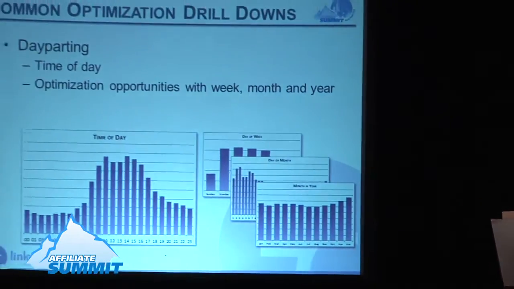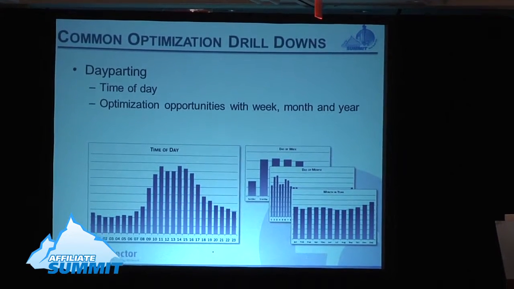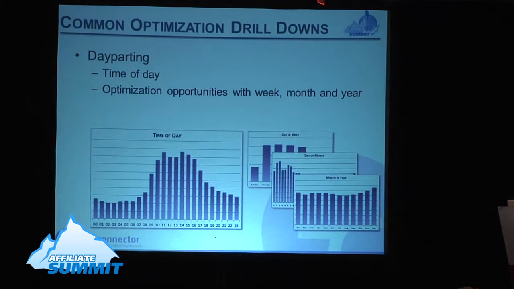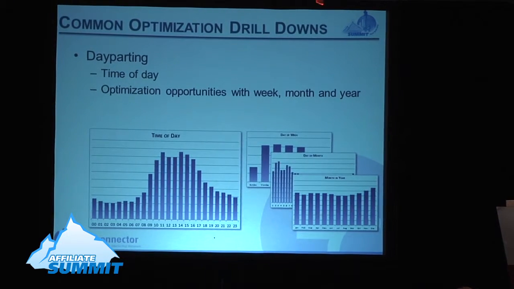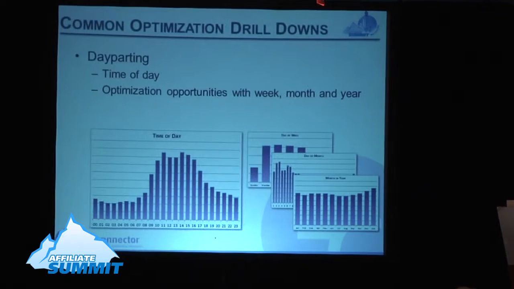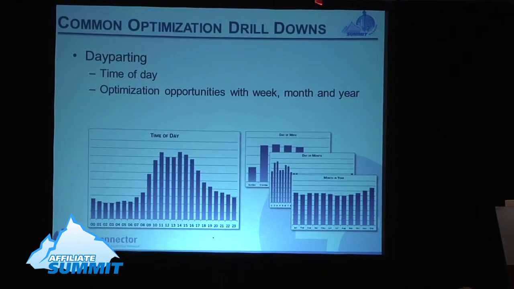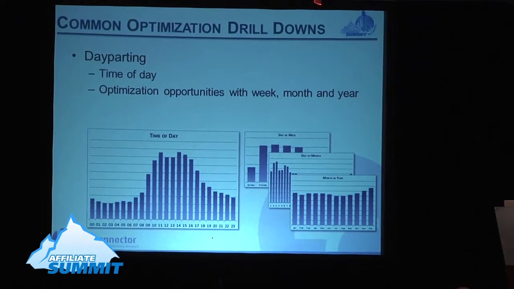Same with days of the month. We have an advertiser in our network that makes 80% of their sales in the first 10 days of the month. So affiliates that are spending money in those last 20 days are actually missing out on the opportunity to optimize that campaign. They need to focus all of their attention on the first couple of days or first several days of the month.